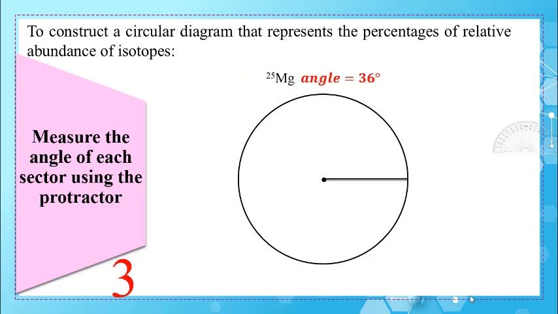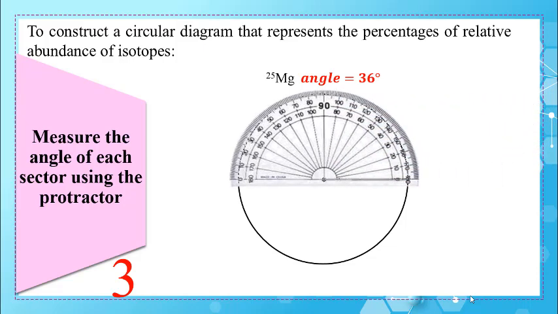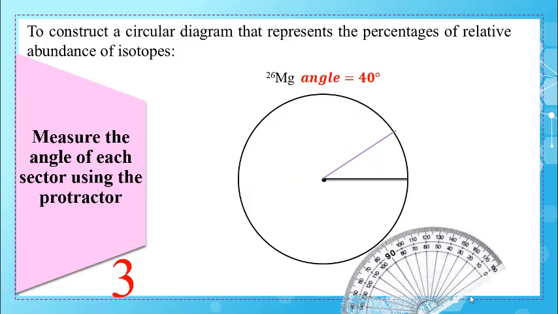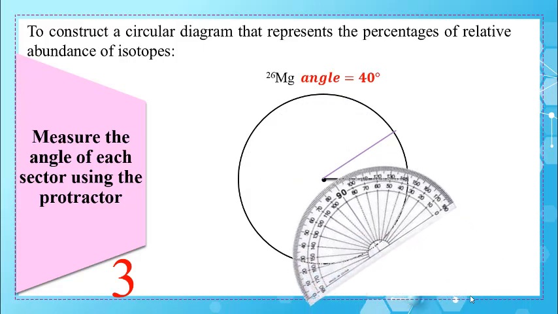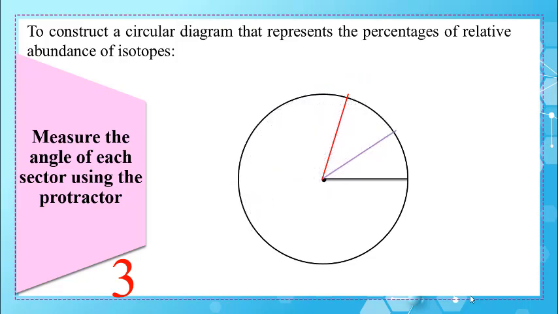Bring the protractor, place it conveniently, and measure 36 degrees. Draw the angle. The second angle corresponds to Mg-26, which is equal to 40 degrees. Bring the protractor and place it adjacent to the first angle and measure a new angle equal to 40 degrees. The remaining angle is for Mg-24, which is equal to 284 degrees.